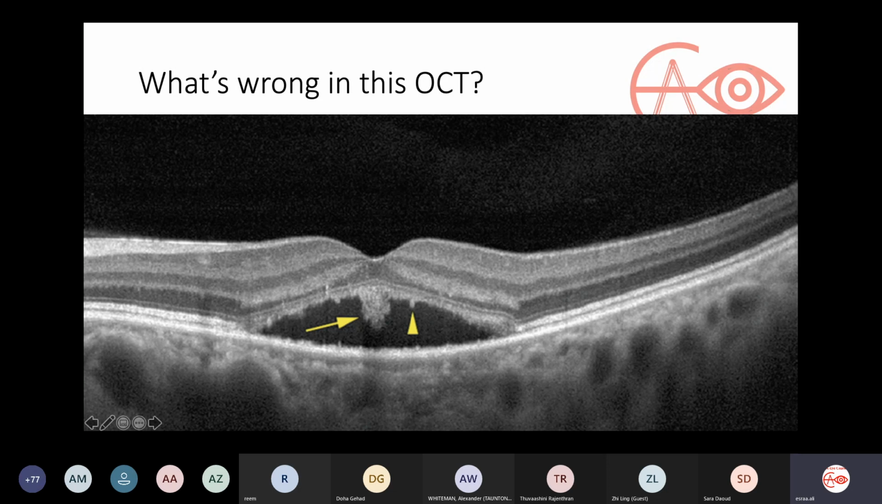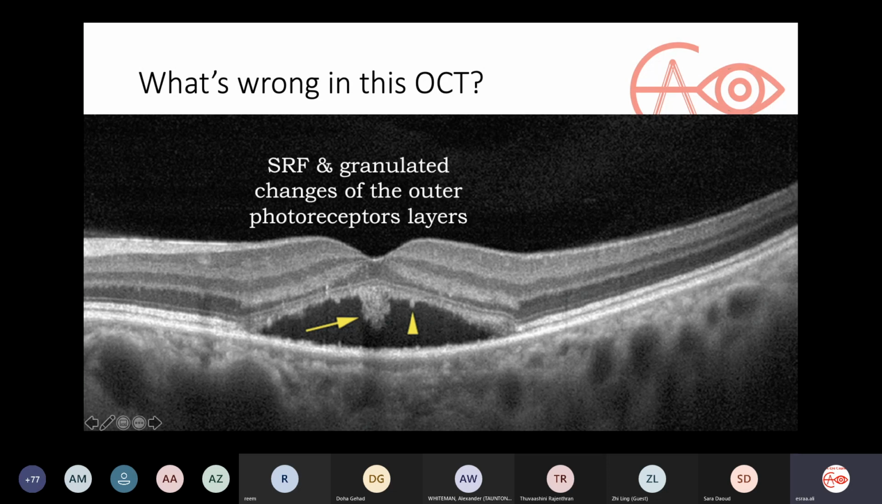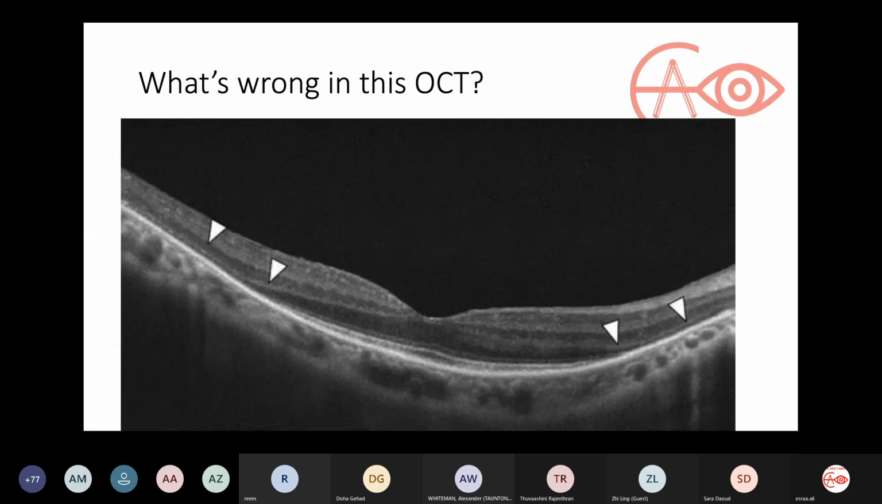But what's different here is that we have granulated changes. This is the outer photoreceptor layer. These are granulated changes over here. This usually appears in chronic CSR, or central serous retinopathy. The chronicity will show you these granulated changes in the outer photoreceptor layer. Okay, what do you think about this one?